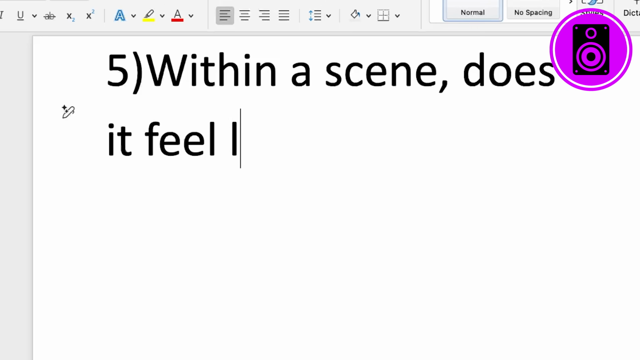Within a scene, does it feel like it breathes? Or does it just kind of plod along from one beat to the next like this checklist? Or that every character has to wait until the other finishes their sentence?